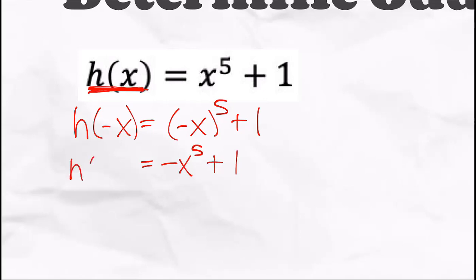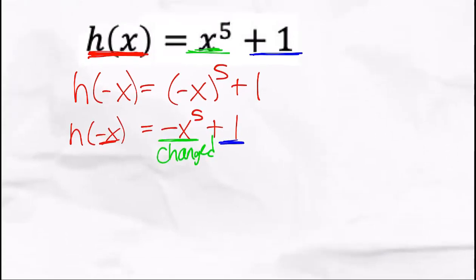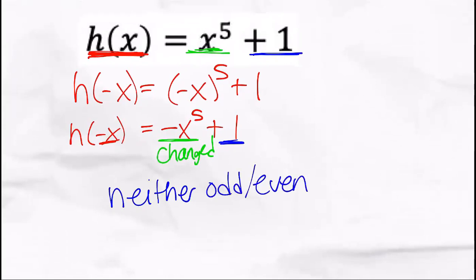So I look at this. When I plugged in the negative for all the x's, what happened? This one changed, right? So it went from a positive to a negative. That means it could be an odd function if everything changed. So now let's check out the next thing. This 1, did it flip signs? No, it did not. So since it did not change, this is neither odd nor even. So that's a neither.